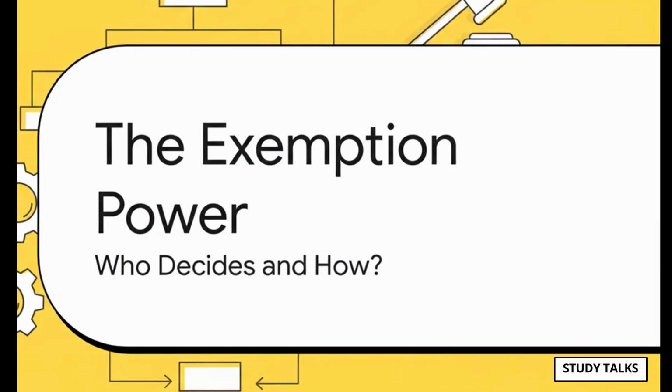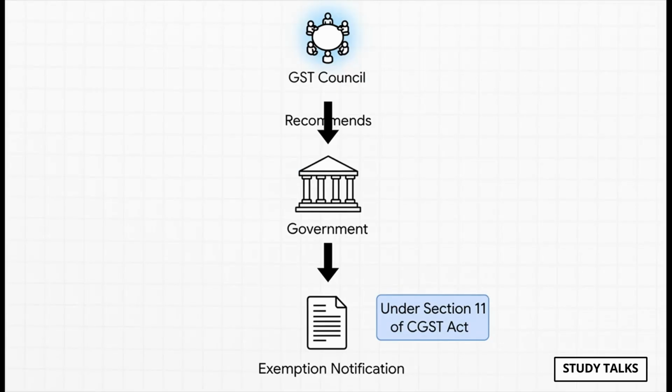Right, so where do these exemptions even come from? They don't just appear out of thin air. There's a proper process and a source of power behind them. And honestly, understanding who's calling the shots here is key to avoiding all this confusion. The power to grant these exemptions is handed to the government by Section 11 of the CGST Act. But, and this is a big but, the government can't just do it on a whim. It has to be based on recommendations from the GST Council.